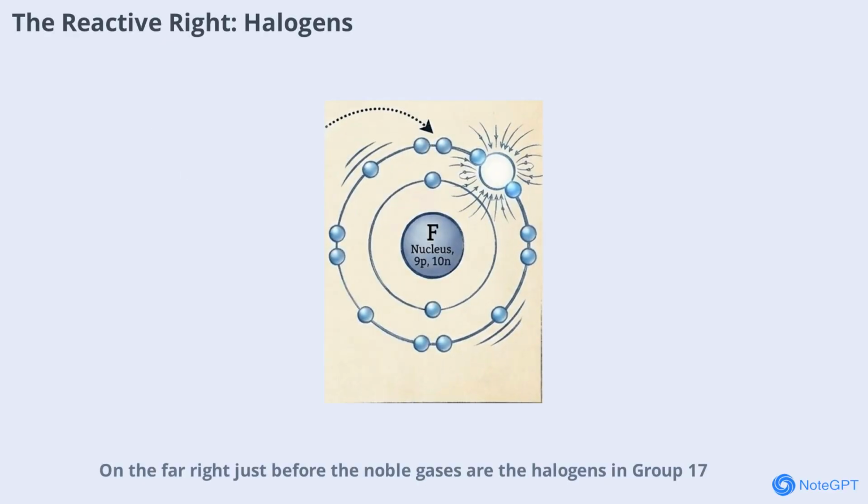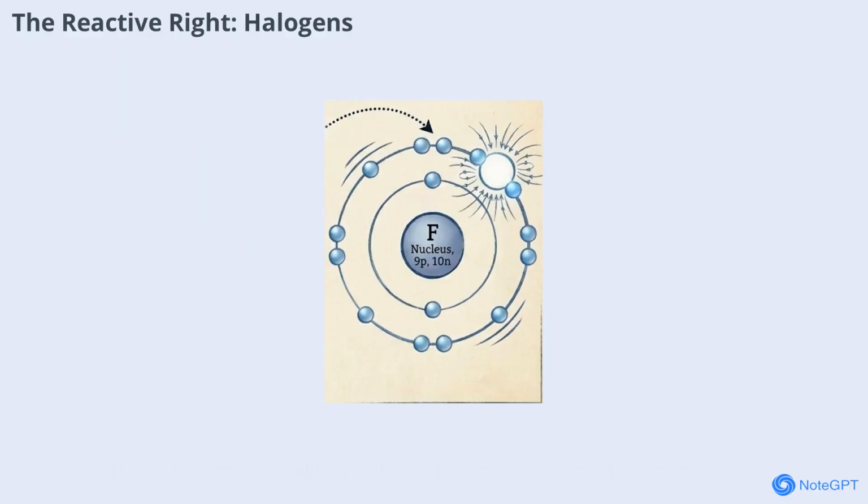On the far right, just before the noble gases, are the halogens in Group 17. These elements are highly reactive and exist as gases, liquids, or solids. They are desperate to gain one electron to complete their outer shell, making them powerful agents in chemical reactions.